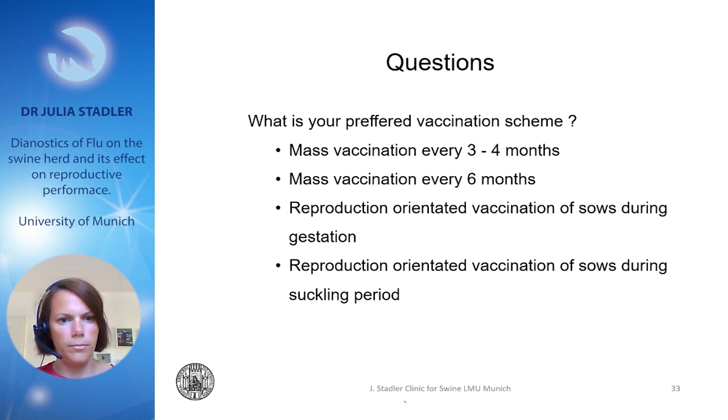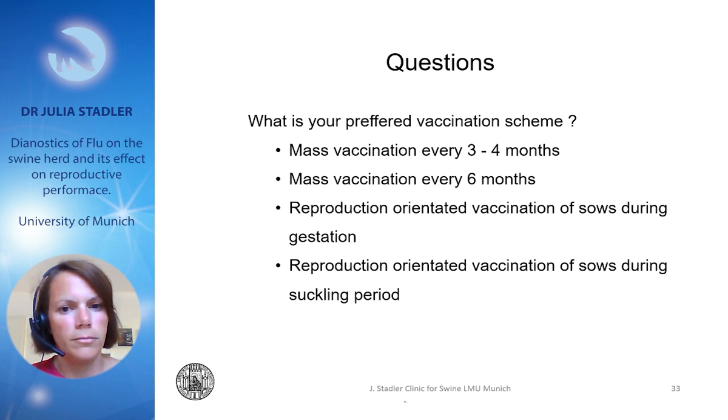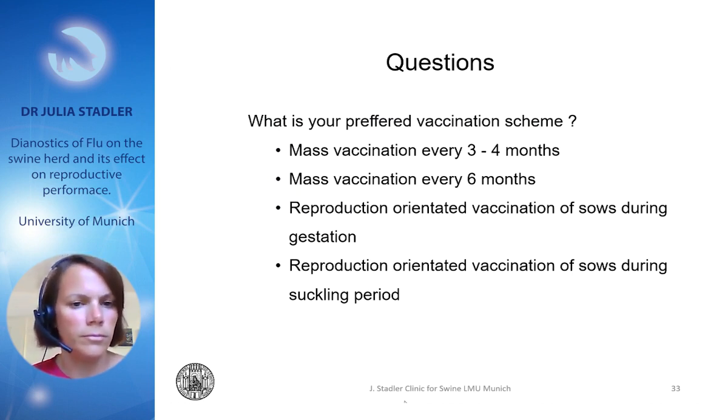Okay, I will end the poll, and the results are: 53% say mass vaccination every 3 to 4 months, 21% reproduction-oriented vaccination of sows during gestation, 19% mass vaccination every 6 months, and 5% reproduction-oriented vaccination of sows during the suckling period.